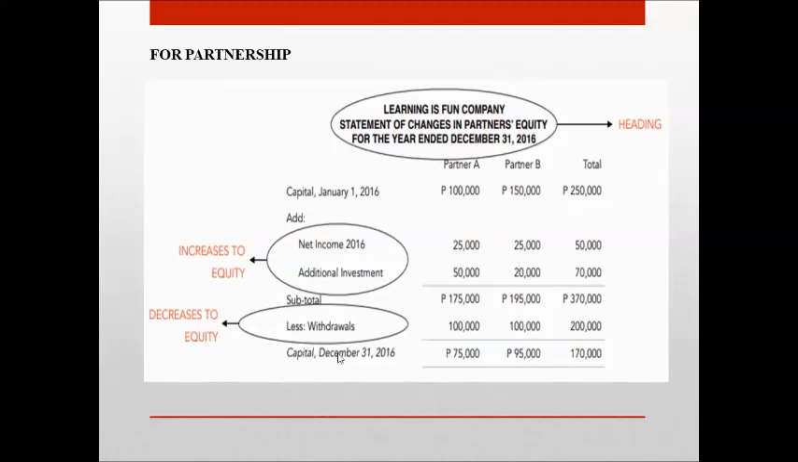So, for statement of changes in equity, guys, for partners, magkahiwalay ang kanilang investment. So si partner A and partner B. So sa capital natin, magkahiwalay ang kanilang investment. Sa net income, magkahiwalay din. Additional investment, magkahiwalay. Withdrawals, and then the capital at the end. And then kapag i-forward to sa statement of financial position, magkahiwalay din ang capital ni A kay B.